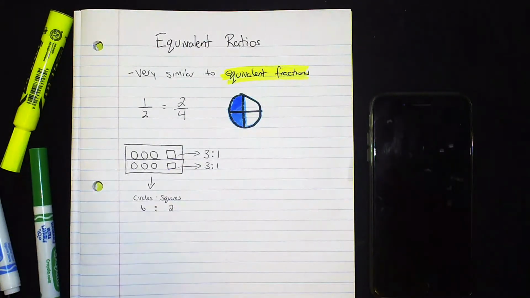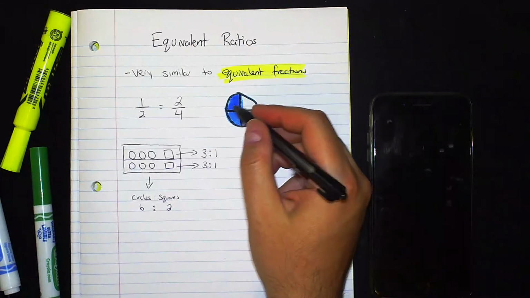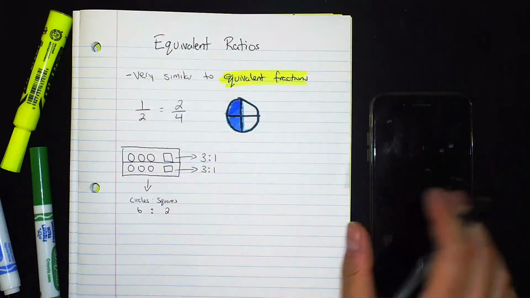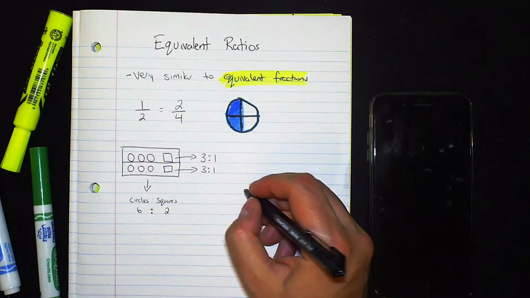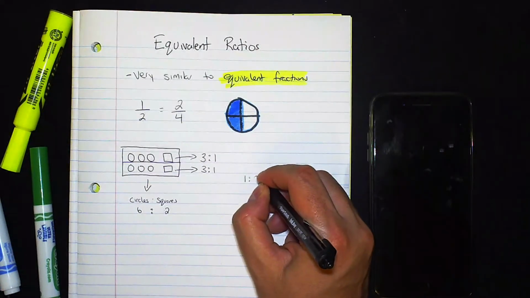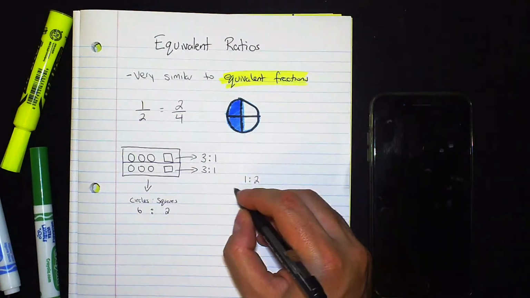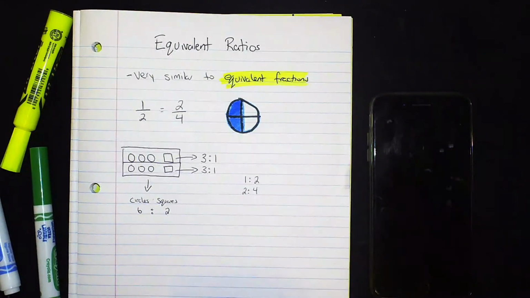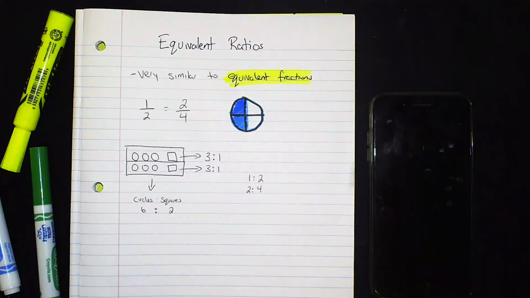equivalent fractions. So if I were to use the same example here of 1/2, just say we're comparing apples and oranges. For every 1 apple, there's 2 oranges. If you multiply this by 2, for every 2 apples, there are 4 oranges. And this is how you would represent equivalent ratios as well. You would multiply both parts of the ratio, or divide them if you're trying to make them smaller.